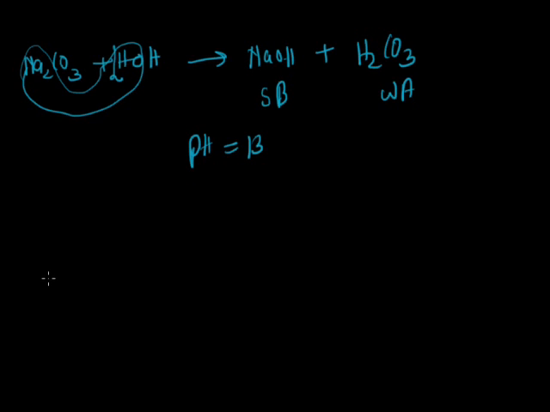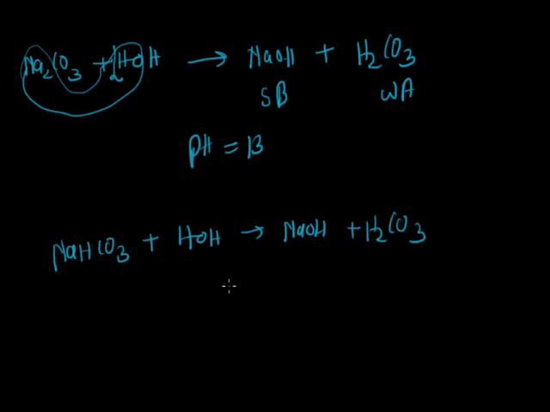Now the next salt is sodium hydrogen carbonate, NaHCO3. A similar action occurs. It gives sodium hydroxide and carbonic acid, that is H2CO3. So similarly, it again has pH 13.